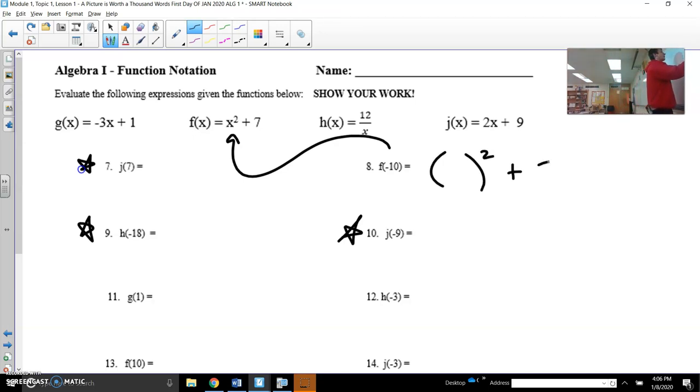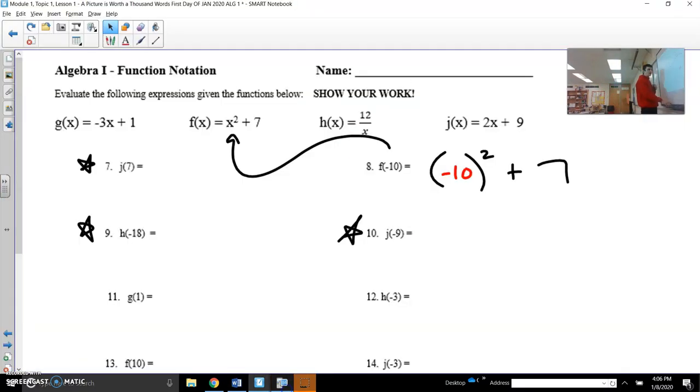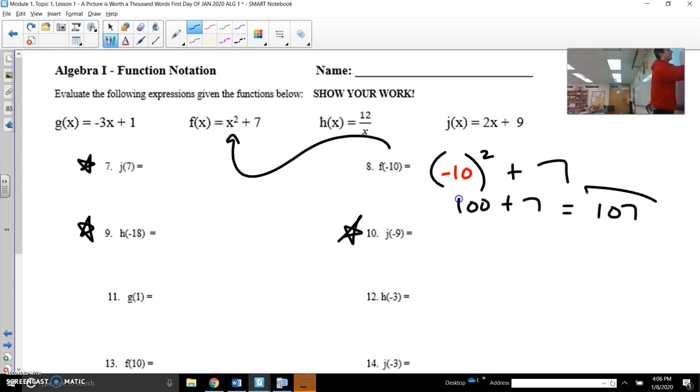So x squared plus 7. I am inputting the value of negative 10. And so this is what I am referring to. If you were to use parentheses, you are forcing the calculator to understand that I'm doing negative 10 times negative 10. And that should be a positive 100. Of course, add 7 to it in the equation, and this should be 107. Final answer. Okay?